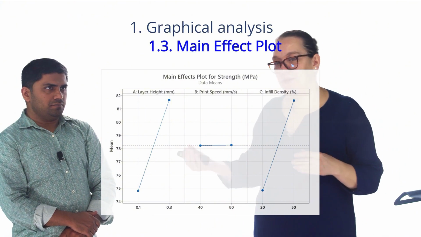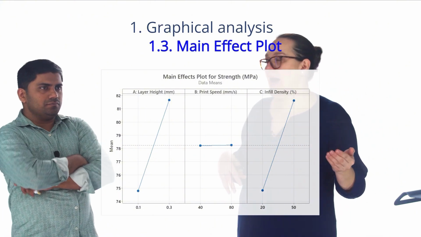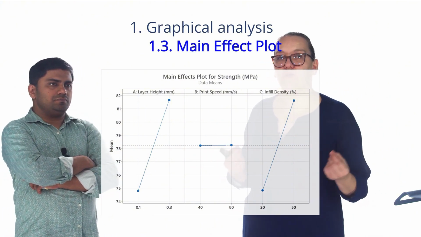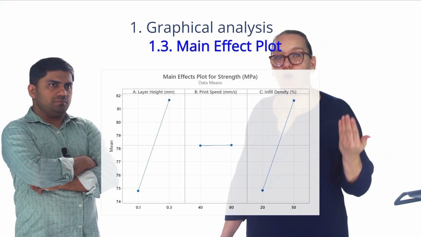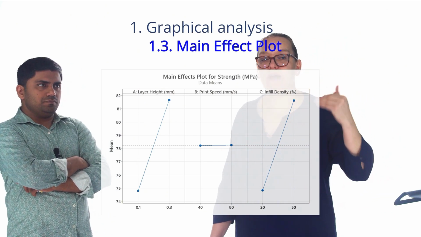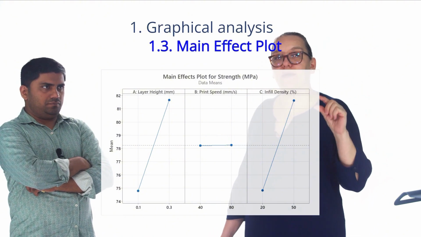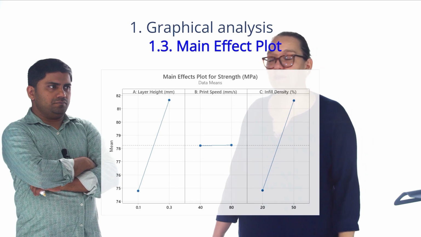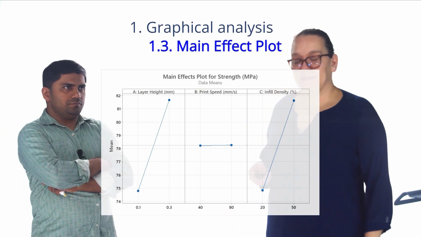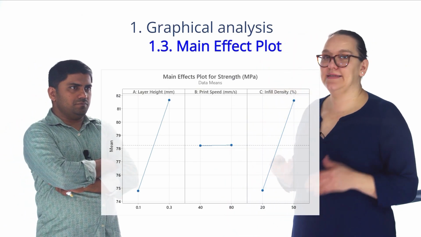It doesn't matter if you print at low speed or high speed. The strength will be pretty similar. The layer height also impacts. So on average, a thicker layer height will give you a better strength of the product. So the last plot that we will look at is the interaction plot.